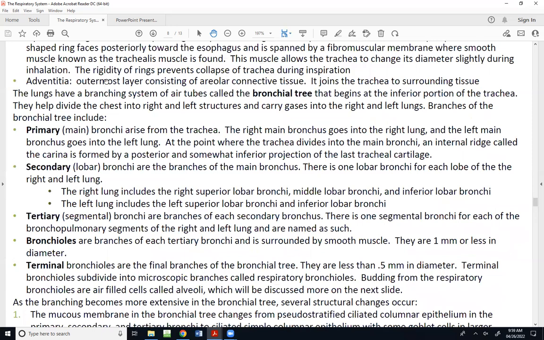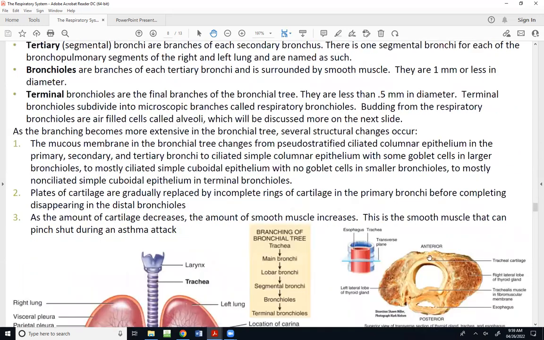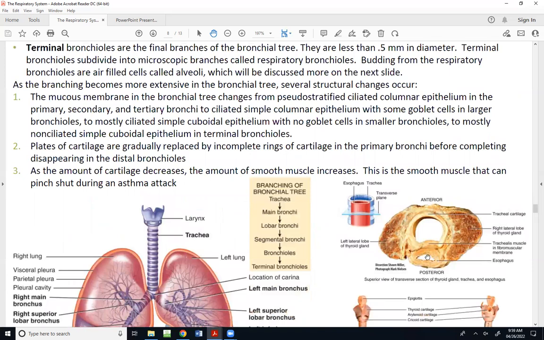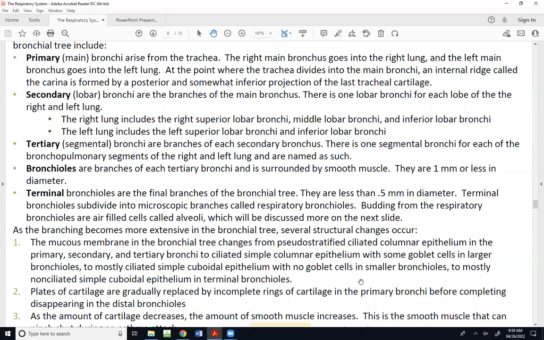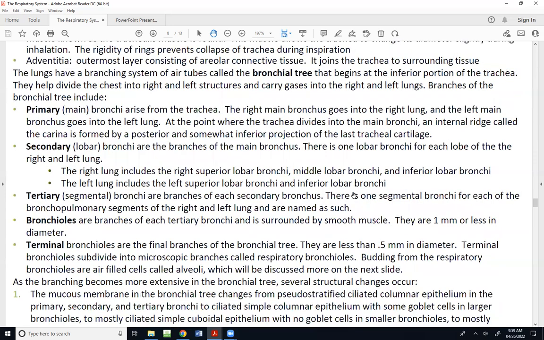In other words, the trachea should never completely collapse, which is very different than what we'll see in our next lecture. The esophagus absolutely can collapse. It doesn't have that cartilage in it at all. The esophagus is made up of muscle, not at all any cartilage. Finally, then you got the adventitia, which is the outermost layer made up of areolar connective tissue, which just joins the trachea to surrounding structures.